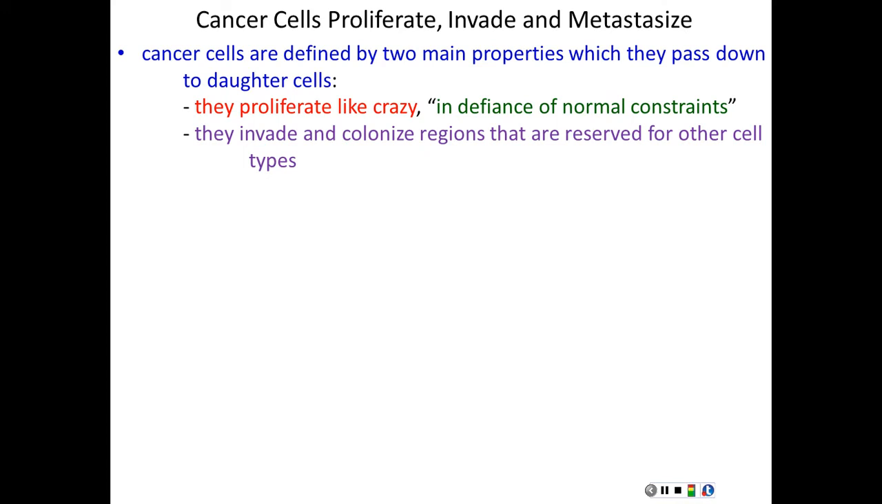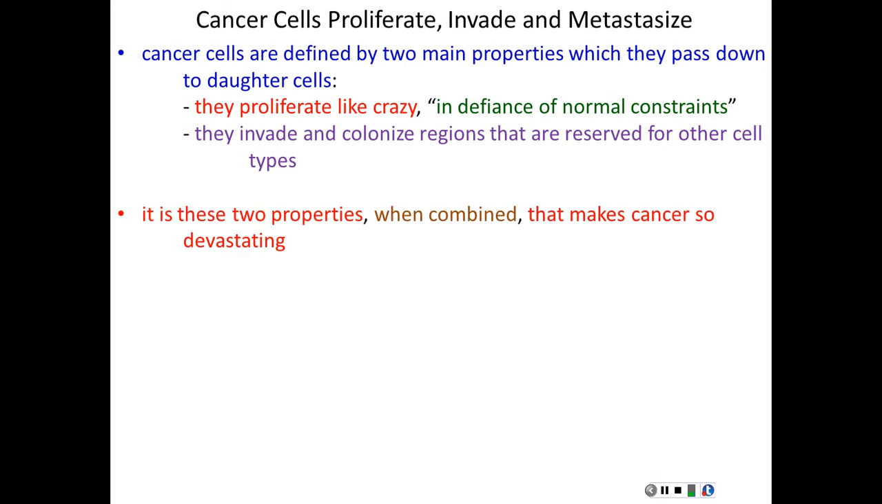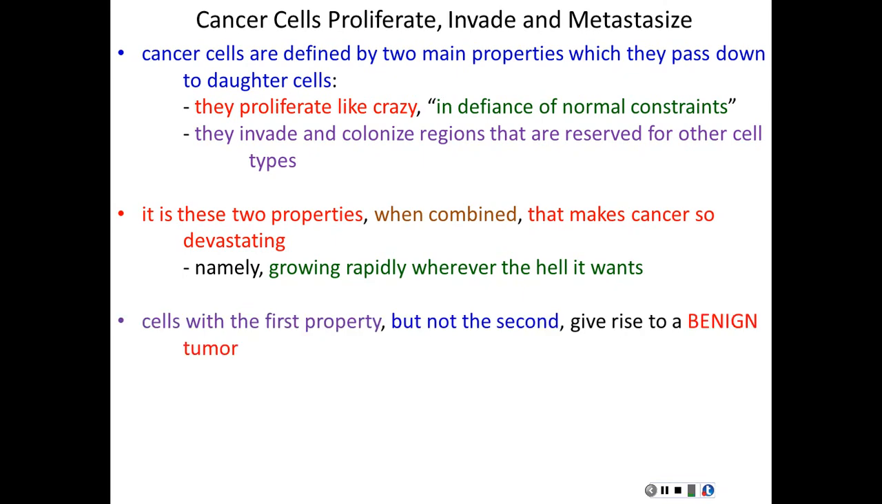They defy those normal molecular constraints. Cancer cells are invasive. They colonize cellular tissue regions that are reserved for other tissue or cell types. It's these 2 properties, when they're taken together, combined, that makes cancer so utterly devastating. They grow rapidly wherever they want. That's cancer. It's not just a lung cell growing rapidly in the lung. It's a lung cell growing rapidly in the lung that then pushes into the diaphragm, that then pushes into the circulatory system, or spreads even more.